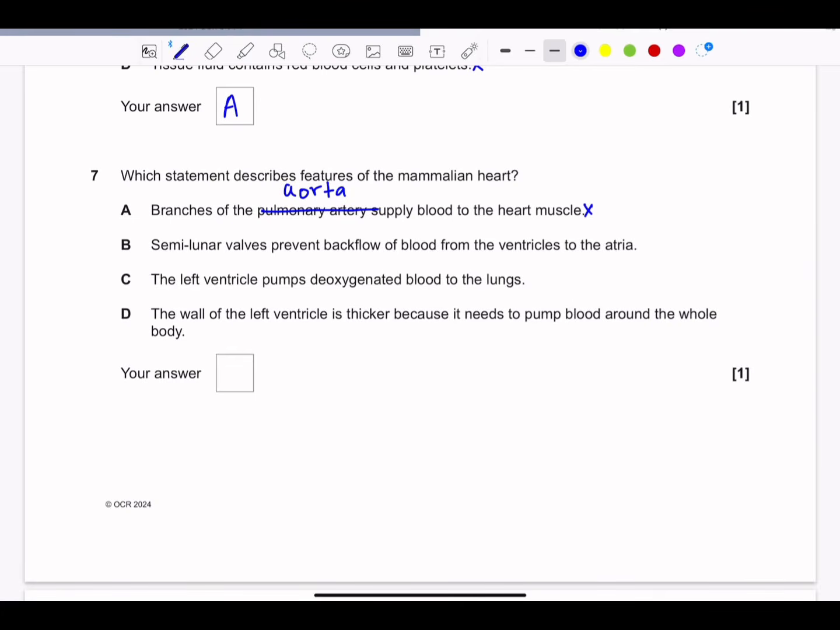Right, the next option is the semilunar valves prevent backflow of blood from the ventricles to the arteries. Not true, it is the atrioventricular valves that do this. Instead, the semilunar valves would prevent backflow from the aorta or the pulmonary artery back into the ventricles. C is that the left ventricle pumps deoxygenated blood to the lungs. Not true, it is the right ventricle that does this. D is that the wall of the left ventricle is thicker because it needs to pump blood around the whole body. Yes, the thickness of the wall is what generates the pressure, and by process of elimination, D would have to be the answer.